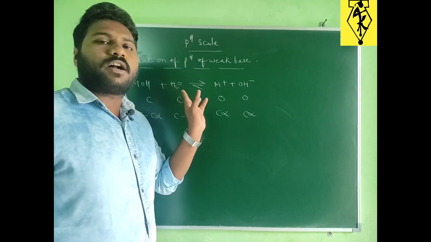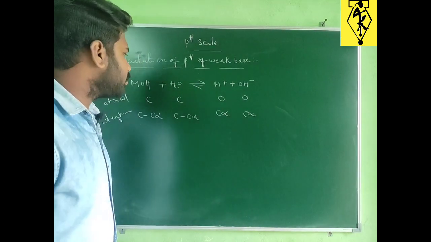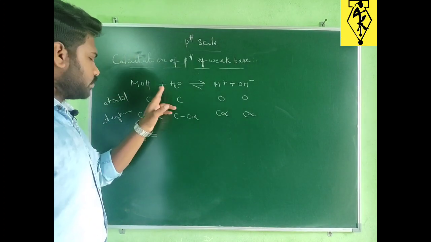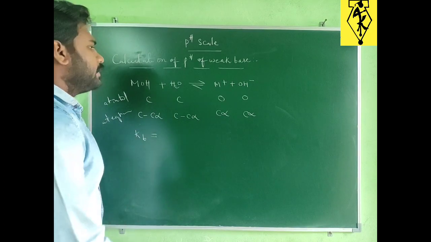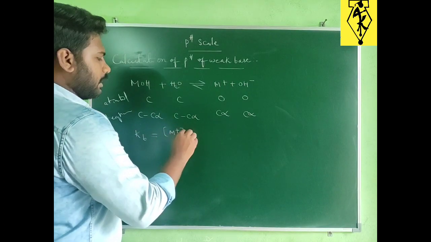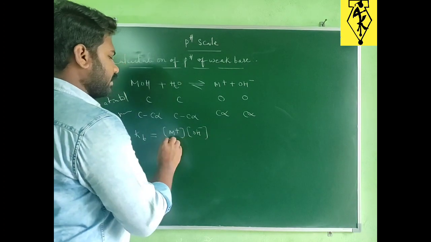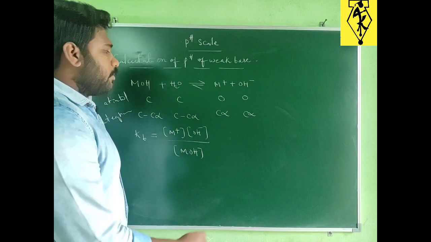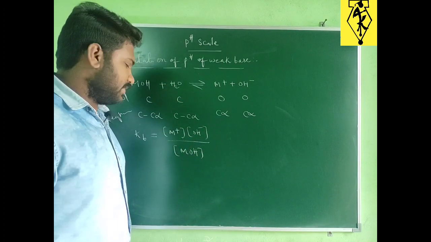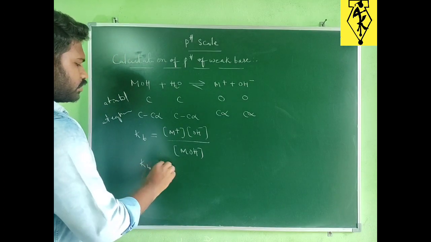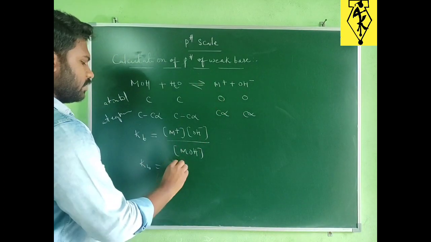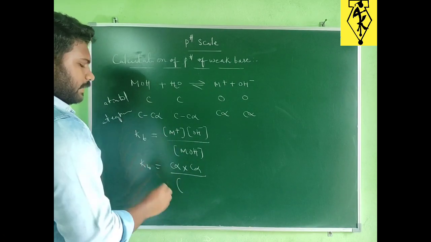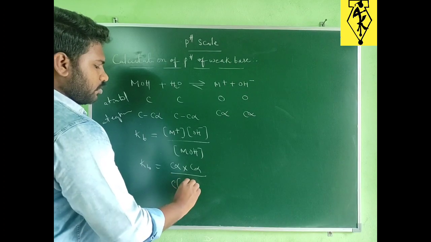Generally the concentration of water is taken as unity. So we can write the dissociation constant for this equation, Kb, because this is a base. Kb is equal to the concentration of M plus and OH minus ions divided by the concentration of base. I am not including the concentration of water because it is taken as unity, 1. So Kb is equal to C alpha into C alpha divided by the concentration of MOH at equilibrium, which is C into 1 minus alpha.